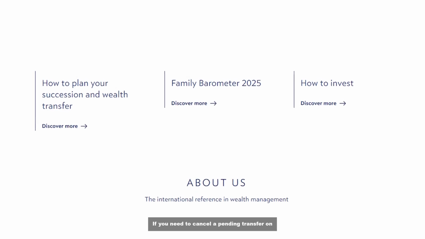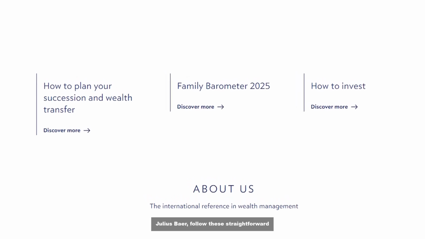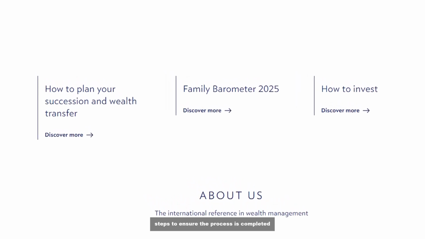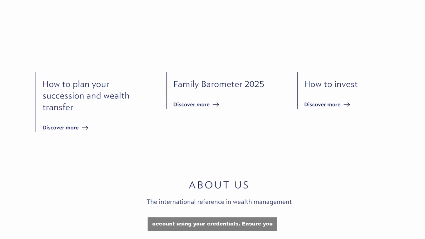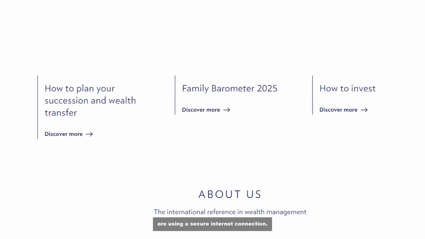If you need to cancel a pending transfer on Julius Baer, follow these straightforward steps to ensure the process is completed smoothly. Step 1. Log into your account. Access your Julius Baer online banking account using your credentials. Ensure you are using a secure internet connection.